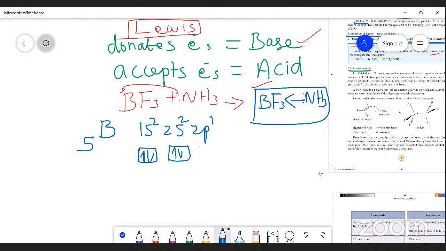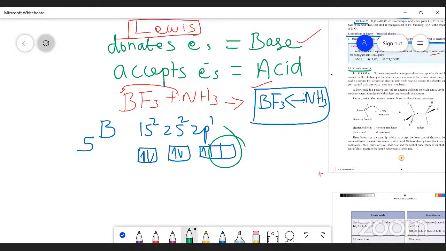In 2p, 3 orbitals are there: 1, 2, 3. Here only 1 electron is there. It is in a ground state. In the excited state, the electron may go there. So there is a vacancy, a vacant 2p orbital.